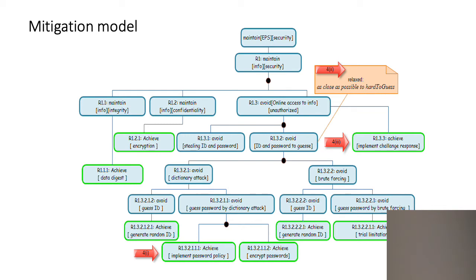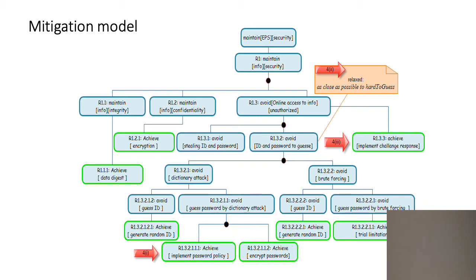For the sake of this presentation, let's limit ourselves to a small use case of protecting the username and passwords. So requirement 1.3 would say avoid unauthorized access to online info, which means nobody should have unauthorized access. How do I do it? I will do that by addressing requirement 1.3.1, which is avoid stealing ID and password, and avoid ID and password guessing. So we've got to avoid both ways of accessing.